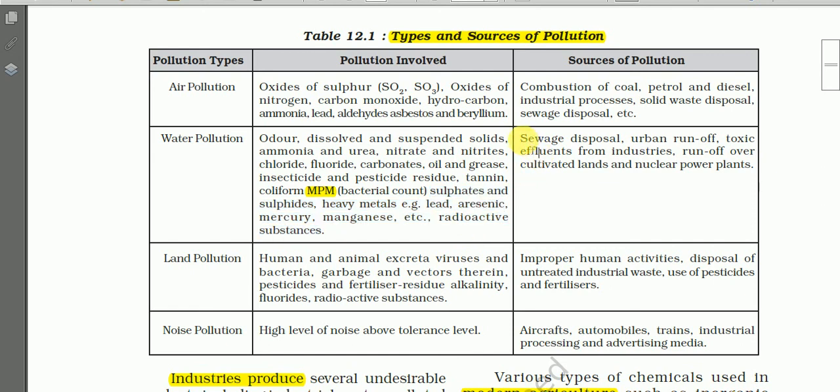And the sources of water pollution, we have sewage disposal from domestic households, then urban runoff, then toxic effluent from industries, runoff over the cultivated land. So when there is rainfall, the rainwater will dissolve the biochemical inputs, and will run off and fall into the river. Thus the water body is polluted. Then nuclear power plants.